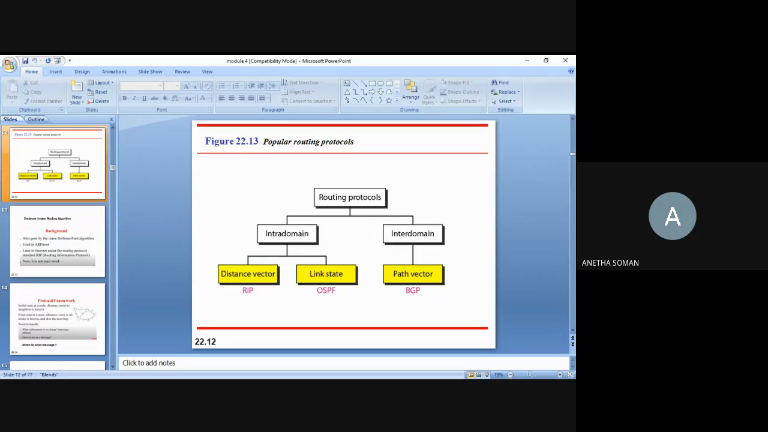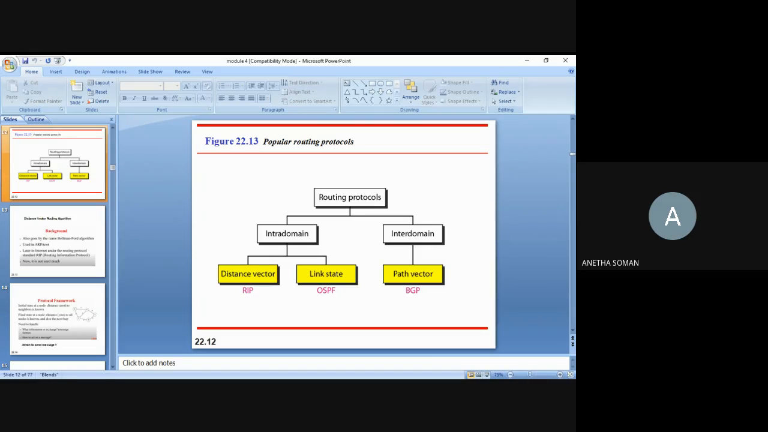Now the protocols I have told you about are three different protocols: RIP, OSPF, and BGP. RIP is an implementation of the distance vector routing algorithm. OSPF is an implementation of the link state routing algorithm, and BGP is based on the path vector algorithm.